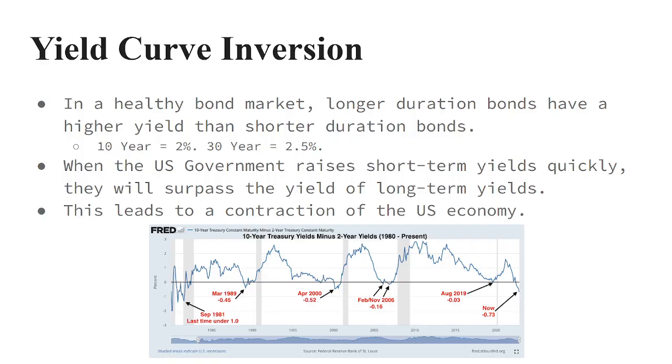Currently, I think the 10-year is trading around 3.5 and some change, and then the 30 is trading around, we'll call it 3.75. So that's when we're in a healthy market. But when the U.S. government raises short-term yields quickly, the short-term yields will surpass the yields of longer-term bonds. This leads to a contraction of the U.S. economy. So in an unhealthy market, let's say the 10-year will equal 3%, but the 30-year only equals 2.5%.